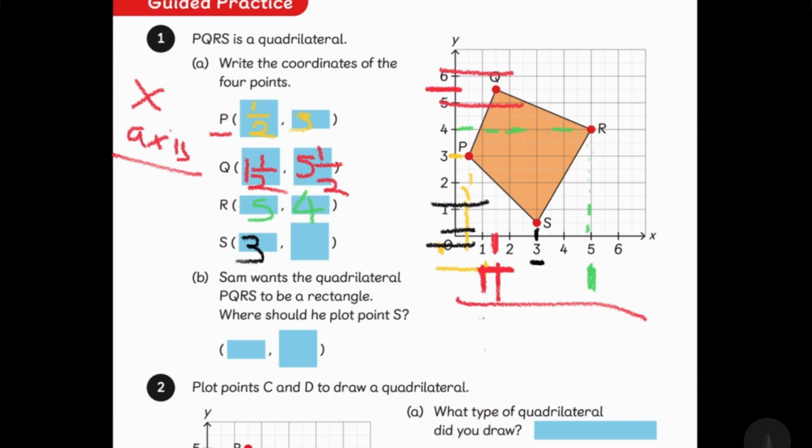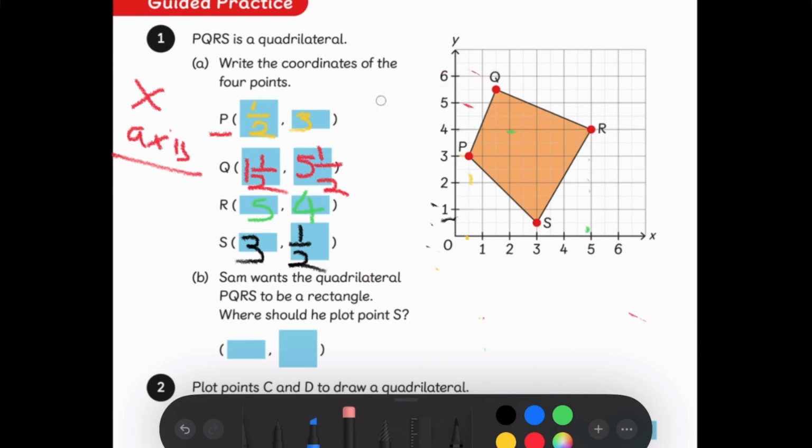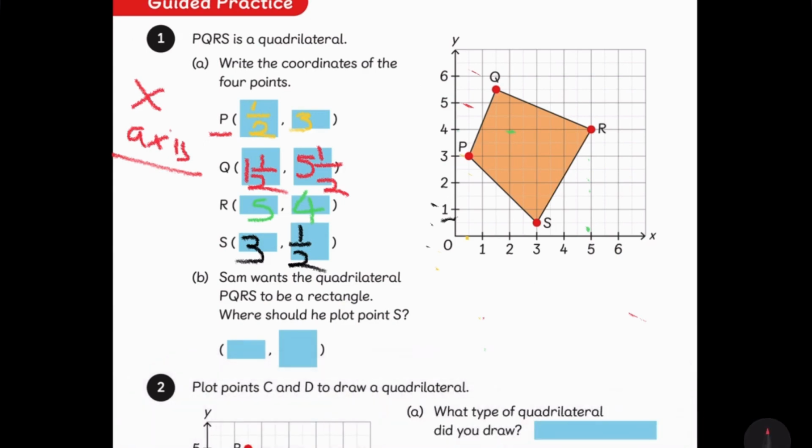I'm just clearing it so that you can go through it again when you want to revise your sum. Now, B question. Sam wants the quadrilateral PQRS to be a rectangle. Where should he plot point S, right? Now they are saying he wants a rectangle. What can be done with that?